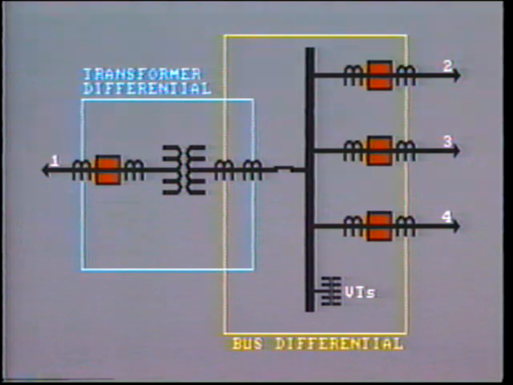Alternately, separate protection could be installed on both the bus and the transformer. Transformer faults would trip all of the breakers as before. Then a motor-operated disconnect switch could be opened and the bus put back into service.